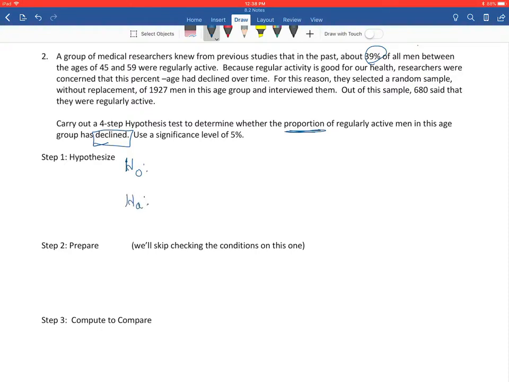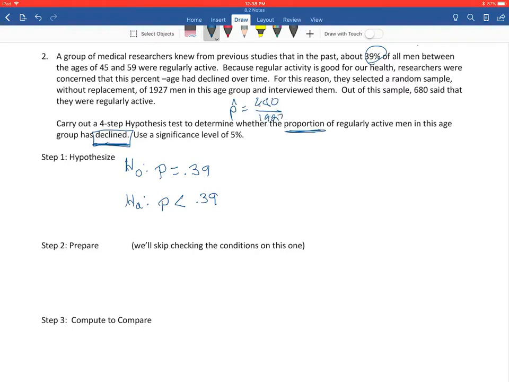Okay, so the first thing we need to do is write our null and our alternative. The null would be the boring idea that nothing at all has happened, that the percentage is still 39%. We're trying to provide enough evidence that specifically this has declined so that it is now less than that. Just to see what happened in our sample.